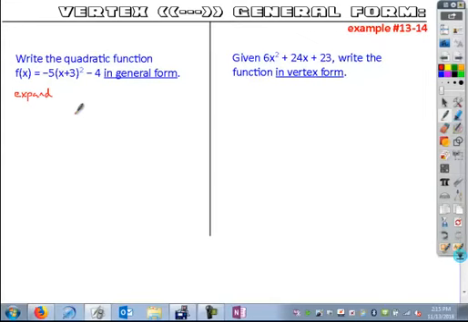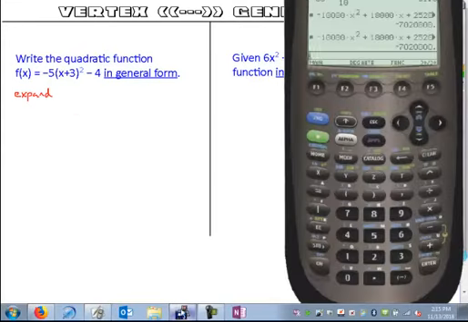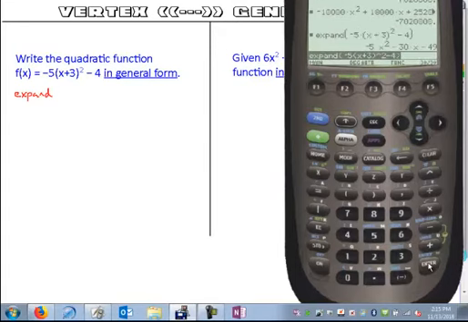All right, so the first one, what I would do is just use the expand command on your calculator. If you hit F2 Algebra tab, choose option 3, expand, type in the expression as you see it, -5 times the quantity x plus 3 all squared minus 4. Close that off and hit enter, and it expands it for you.